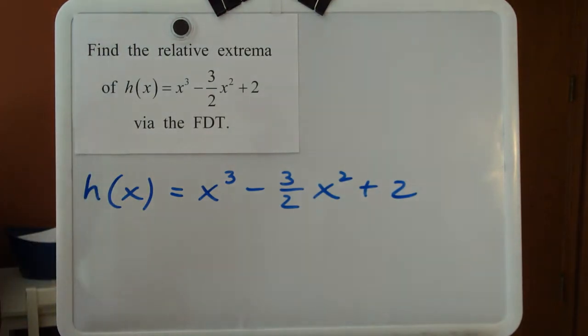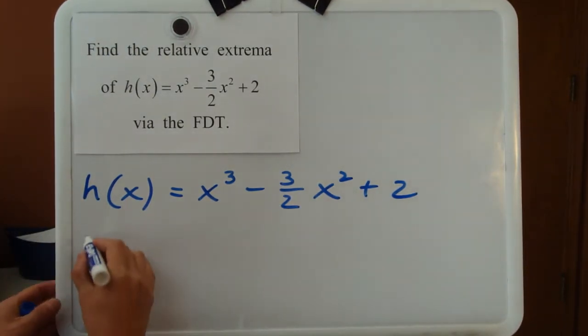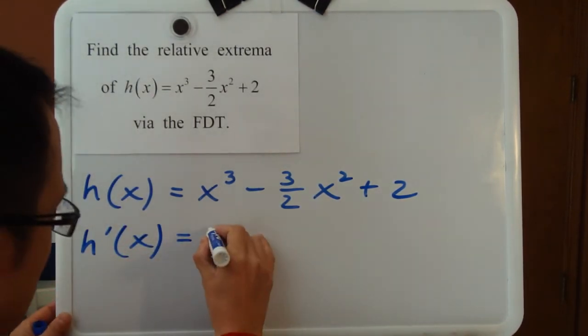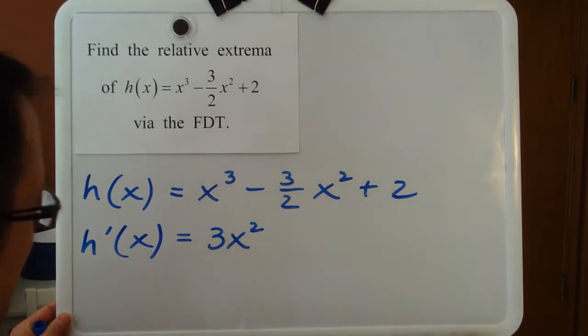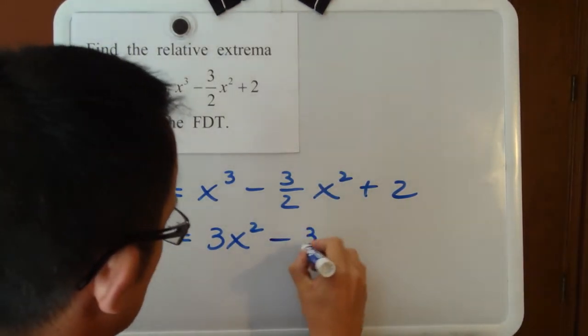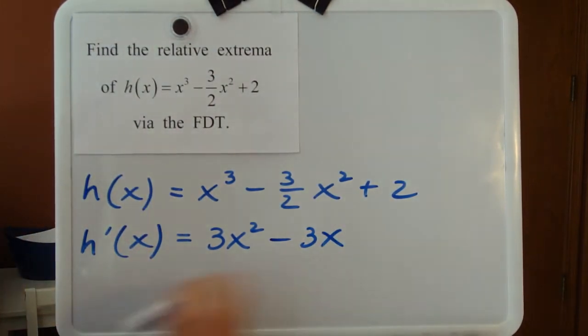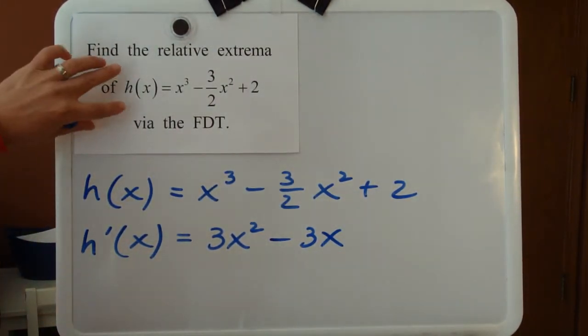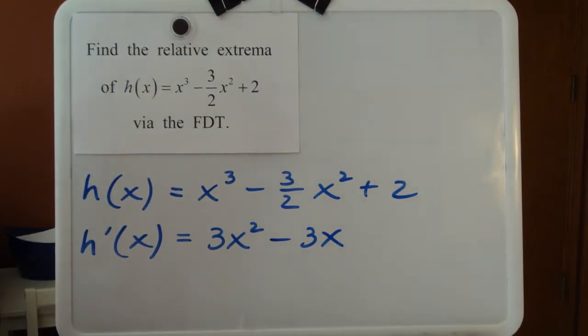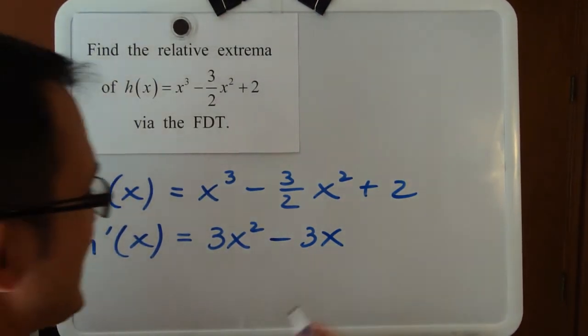Right, so a pretty nice function. What we're going to do is first locate the critical numbers, so we're going to find h prime. This should be fairly routine. We'll have 3x squared by the power rule, and then the 2's cancel here, so minus 3x. The derivative is nice and simple, and because it's a polynomial, we know it's not going to have any sharp turns or cusps, so we're just going to have possible horizontal tangent lines.